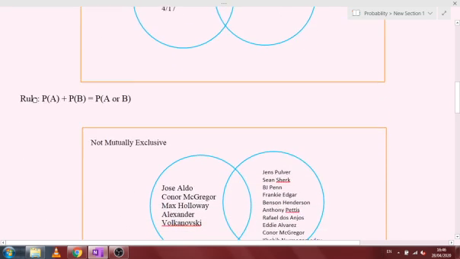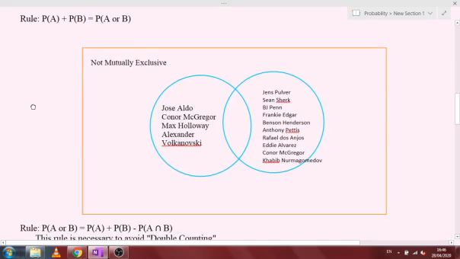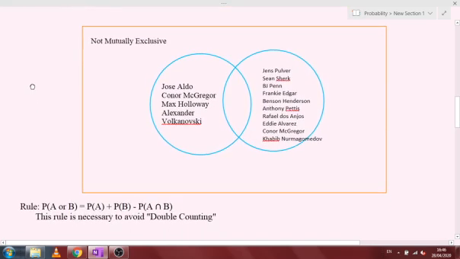Now we'll move on to not mutually exclusive events. So in here I have the UFC champions at featherweight and lightweight. So these are the only 4 ever UFC featherweight champions: Jose Aldo, Conor McGregor, Max Holloway, and Alexander Volkanovski. My apologies, 4 champions. And then the lightweight champions, slightly older division: Jens Pulver, Sean Sherk, BJ Penn, Frankie Edgar, Ben Henderson, Anthony Pettis, Rafael Dos Anjos, Eddie Alvarez, Conor McGregor, and Khabib Nurmagomedov.